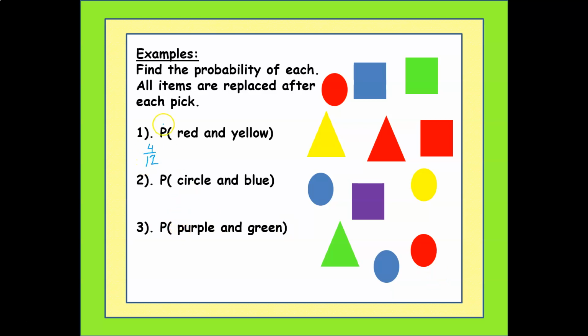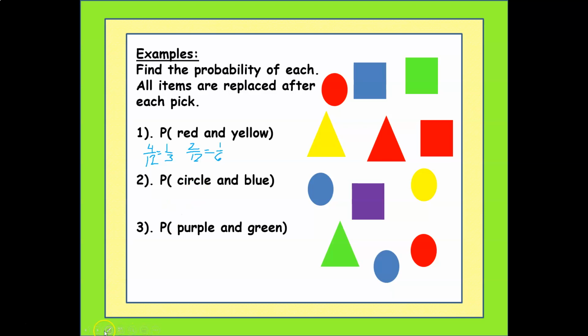So we can choose to simplify this right now, or we can choose to simplify it after we multiply. I know if I simplify it now, it'll be smaller numbers to multiply with. So I'm going to simplify. So 4/12 is equal to 1/3. Now I have my yellows. So there's 2 yellows out of 12 items. And I'm going to simplify that into 1/6.